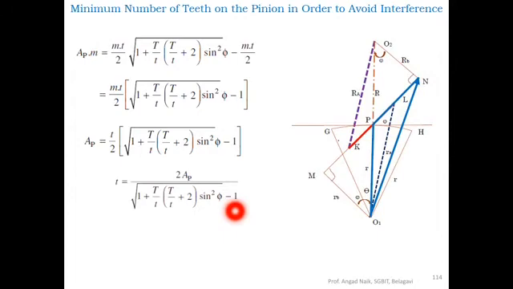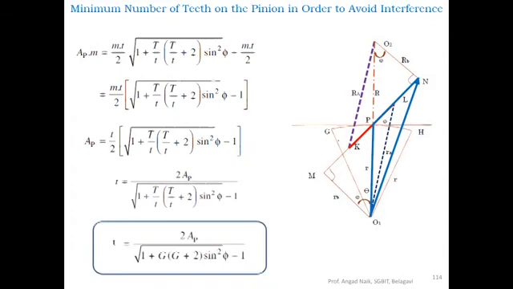This is nothing but the final equation, but in simple terms we can rewrite this as capital T by small t can be replaced by G. Here also capital T by small t can be replaced by G. So the final equation can be further simplified as t is equal to 2 into AP divided by square root of 1 plus G into G plus 2 into sine square phi minus 1.